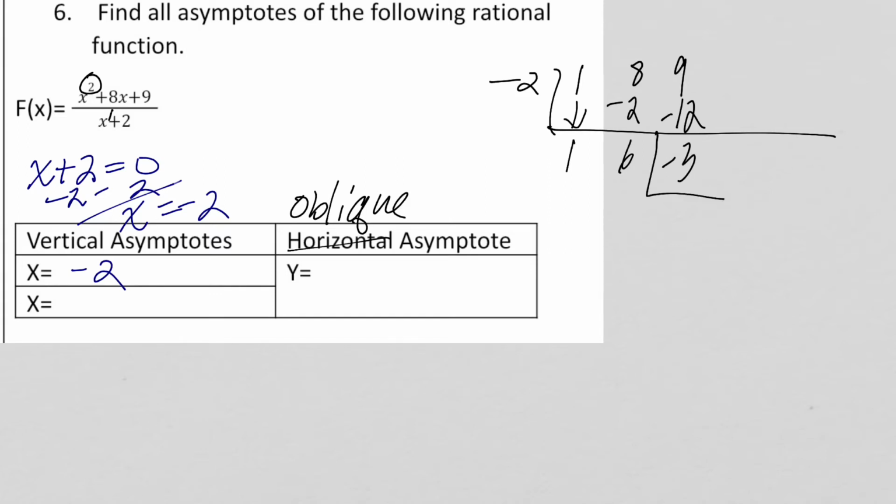This is my remainder. That is not my asymptote. My asymptote is this 1 and this 6, but I need to write it as a polynomial. Since we started with x squared, this is going to be a 1x plus 6. So that is my oblique asymptote there for number 6.